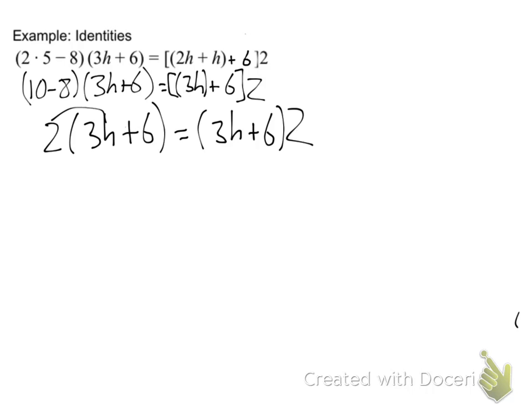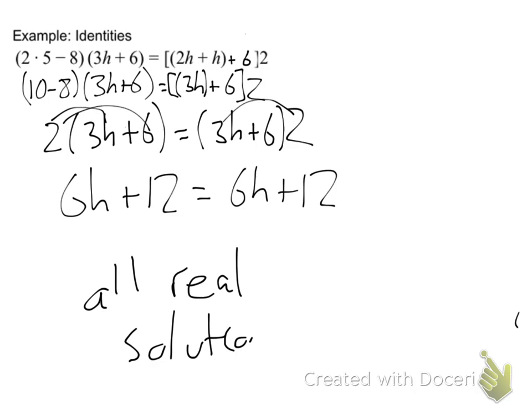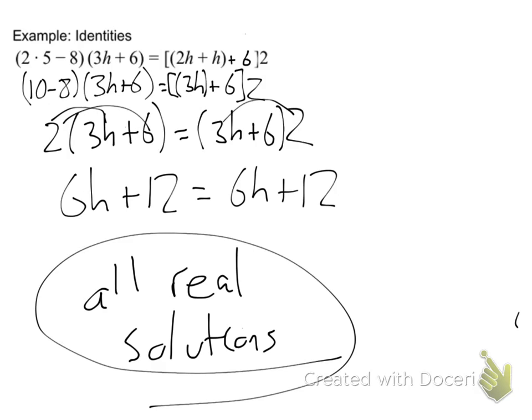Grouped it all together. And wait a minute. Distribute. 2 times 3h and 12 equals 6h plus 12. Oh, wait a minute. What's the value of h that would make that true? It'd be all solutions. I did it wrong. All real solutions, guys. It doesn't matter what you put in for h, because you're doing the exact same thing on both sides, you will get the exact same answer.